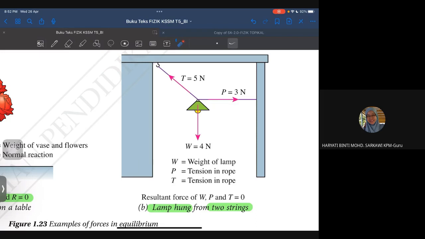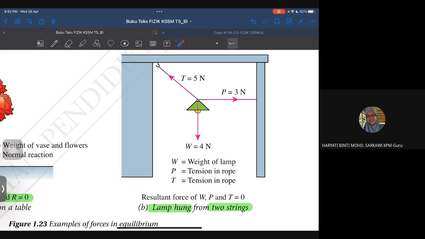In this case, we have W at 90 degrees downward. Because we know this will be the ground, W will always be 90 degrees to the ground, right? Like that. So it's easy to label like this. And then in the string there will be another force, which we call tension. So this is a tension and then this is another tension, because we have two strings here.